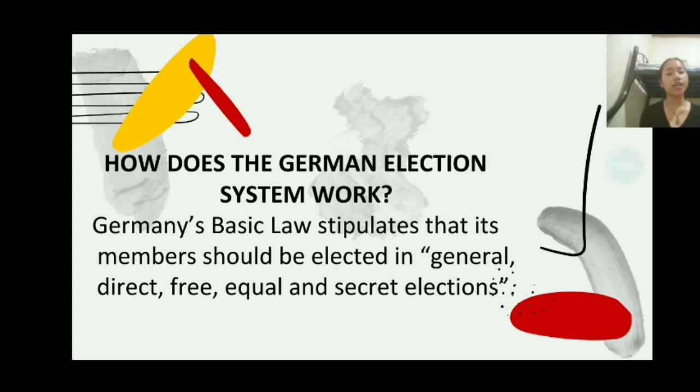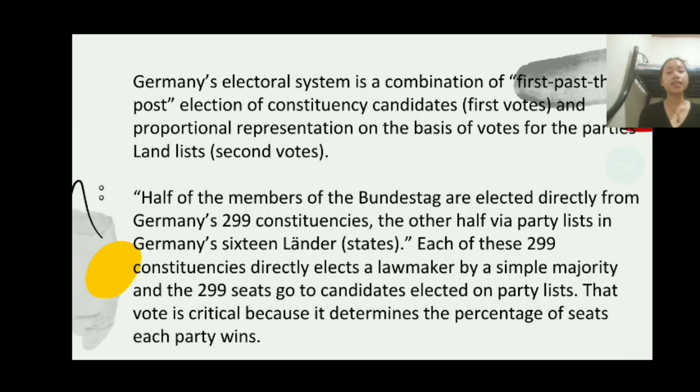How does the German election system work? Germany's Basic Law stipulates that its members should be elected in general, direct, free, equal, and secret elections. Germany's electoral system is a combination of the first-past-the-post election of constituency candidates, the first votes, and proportional representation on the basis of votes for the party's Land list, the second votes. So half of the members of the Bundestag are elected directly from Germany's 299 constituencies. The other half via party list in Germany's 16 Länder states.